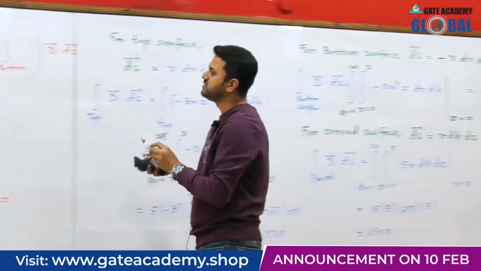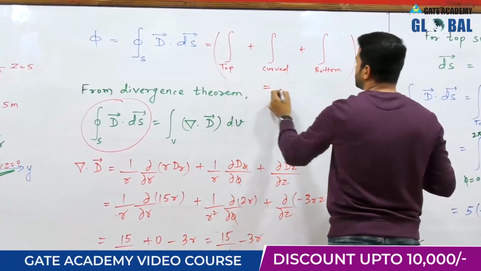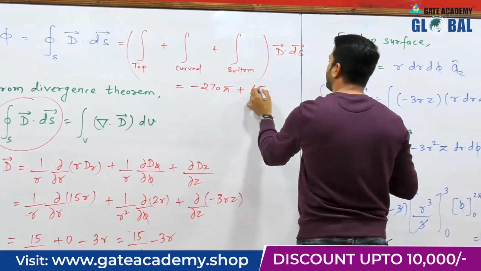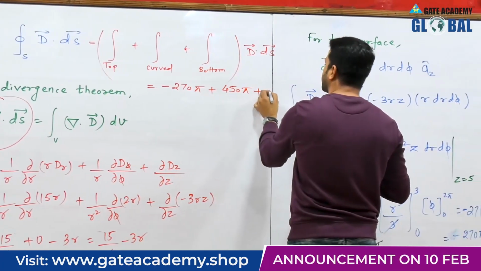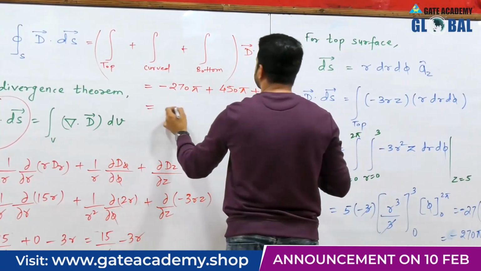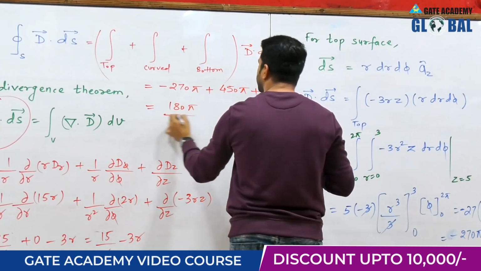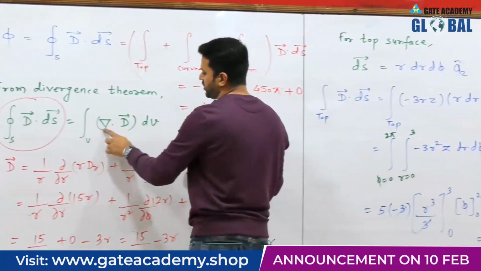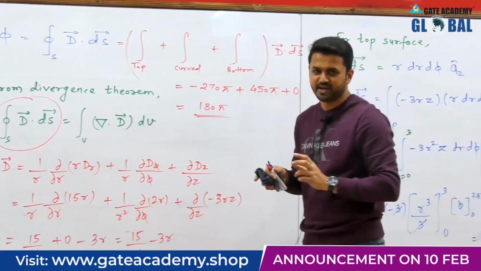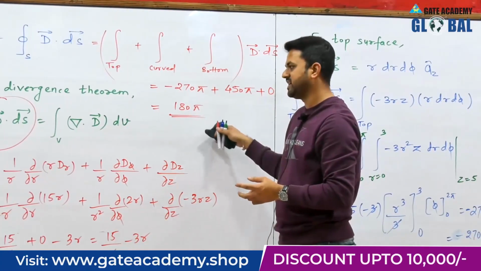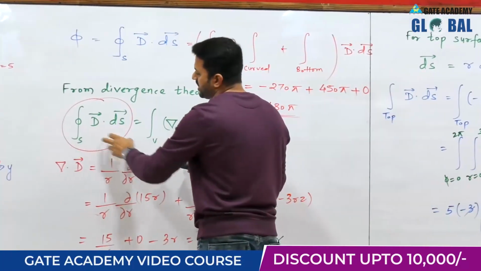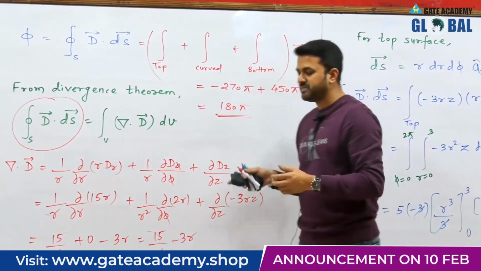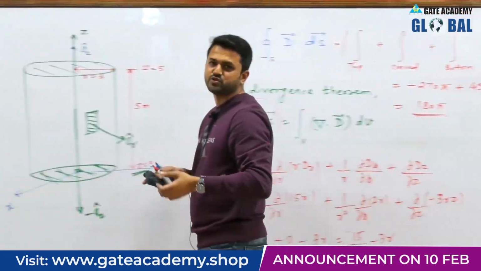Now we are having all the values. About the top surface we are having minus 270 pi, about the curved surface we are having 450 pi, and about the bottom surface we are having value 0. So if you solve this you will get 180 pi, which was expected, because we know that the integration over the volume of divergence of D dv was 180 pi, and which is the correct option D. And if you solve with this formula, the integration over the closed surface D dot dS, then also you will get 180 pi. There are two methods, the choice will be yours.